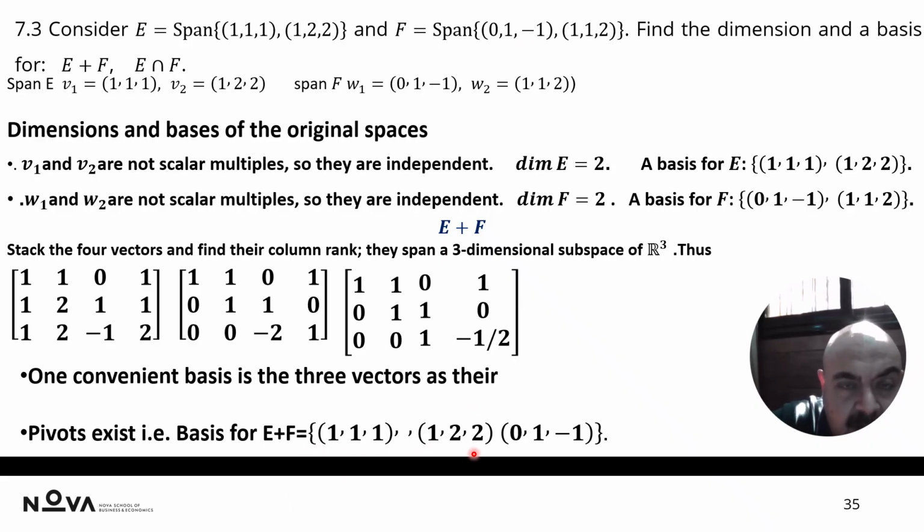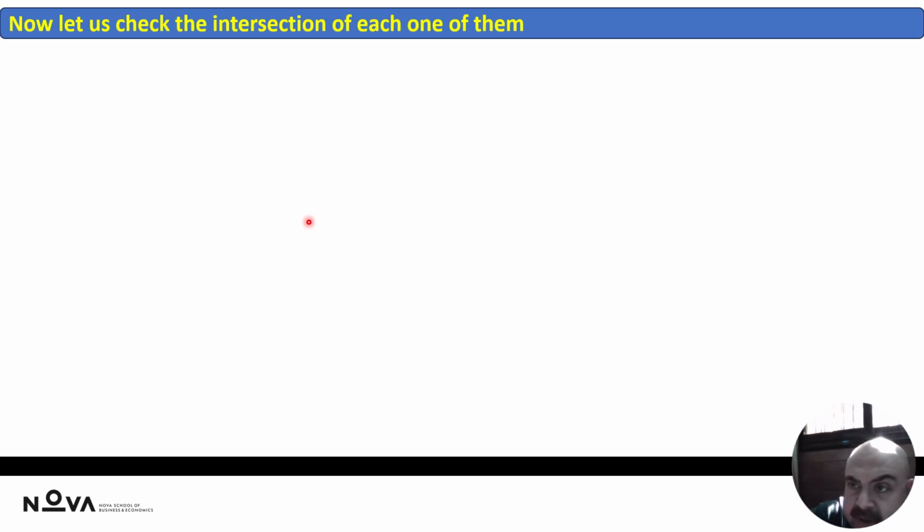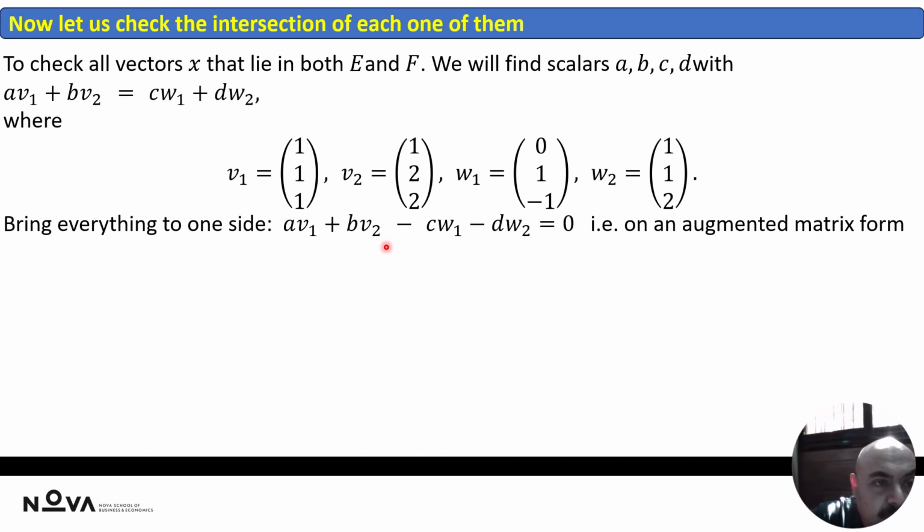111, 1221, 01, -1. And the vector 112 is a linear combination of these vectors. If I want to go through the intersection, it's very, very simple. All I have to do is to solve aV1 + bV2 = cW1 + dW2. So actually, we will check vectors X that lie in both E and F, which is the meaning of the intersection, that you have a vector that belongs to both sets. We will find scalars a, b, c, and d.